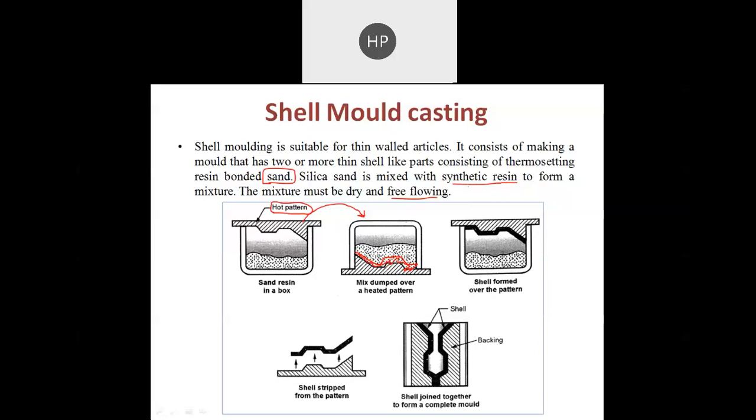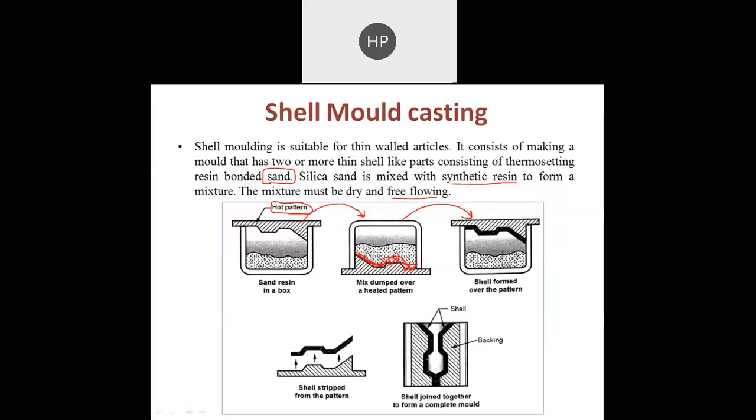And after that again we revolve it. So whatever resin is set on the surface of this pattern will remain as it is. Here, as you can see, this black line is nothing but the resin and sand mixture which is set on the pattern, and still some resin and sand will fall down.